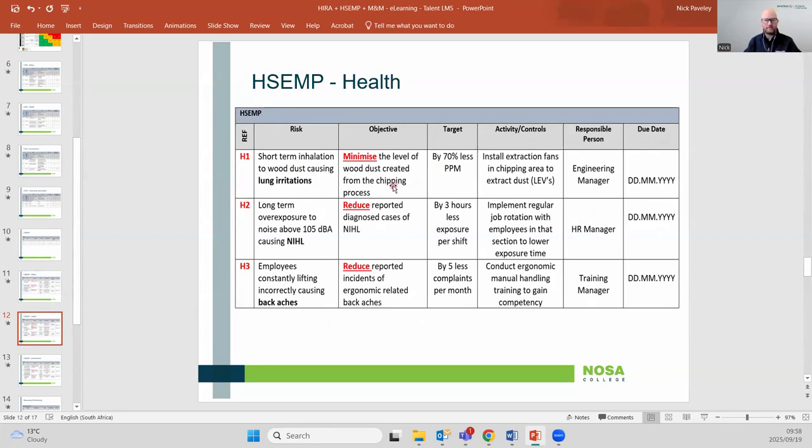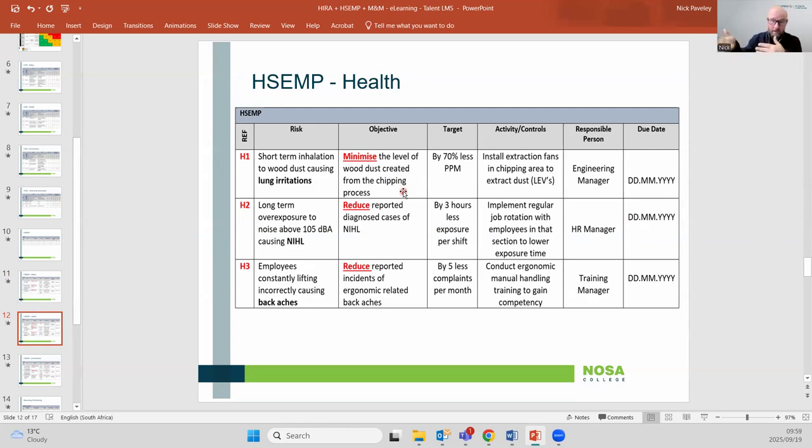Then we go back to the objective. And you can see here, I've been a little bit different here. For H1, my objective is to minimize the level of wood dust created from a chipping process. Remember, guys, you can actually link your objective to your hazard. That's perfectly fine. Or if you can't minimize the actual hazard, then you're going to start looking at mitigating the risk, because that's exactly what the law says. The law says, in terms of our Occupational Health and Safety Act, if the employer cannot eliminate the hazard, then we must mitigate the risks.